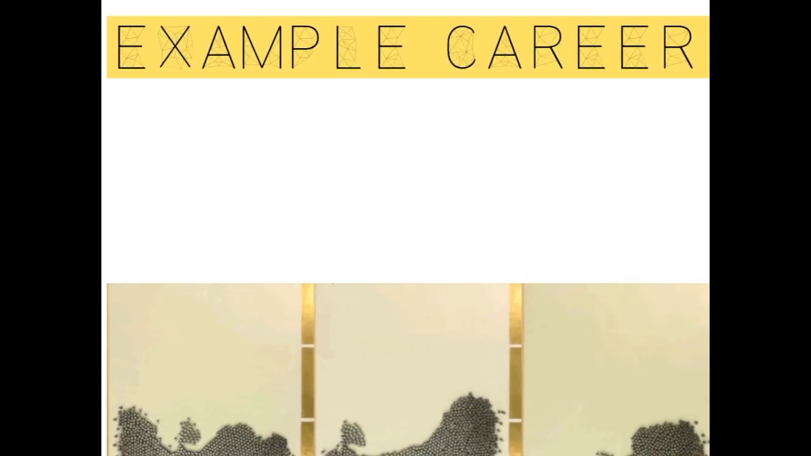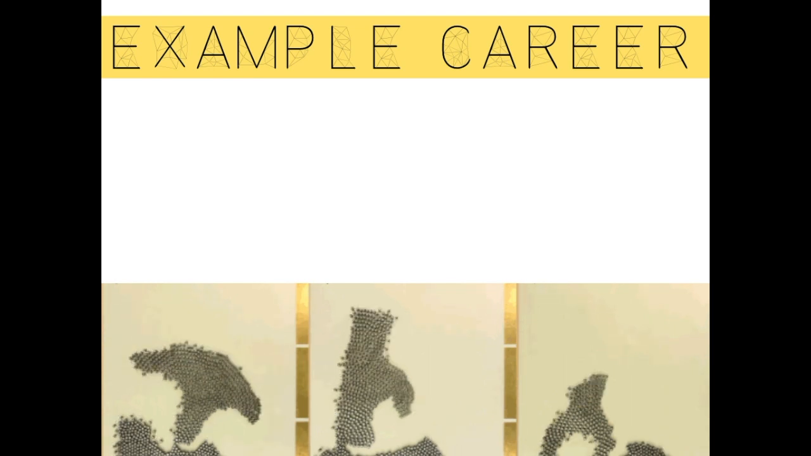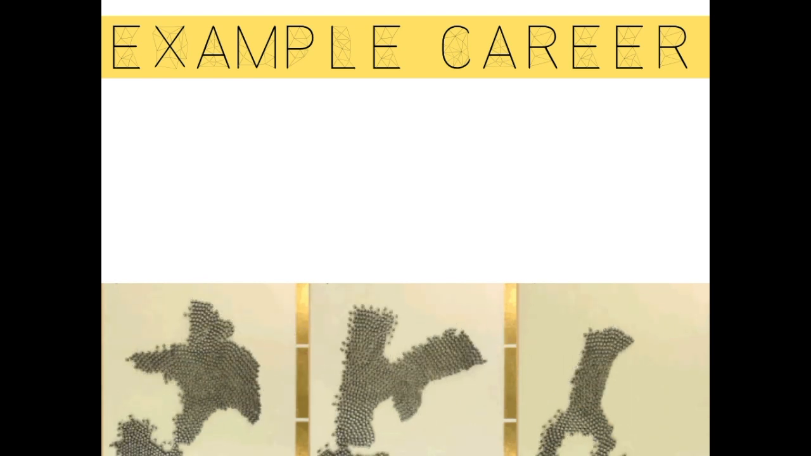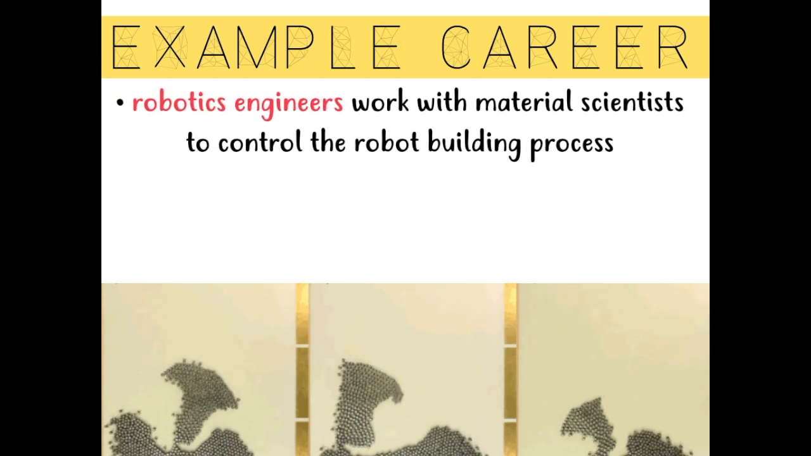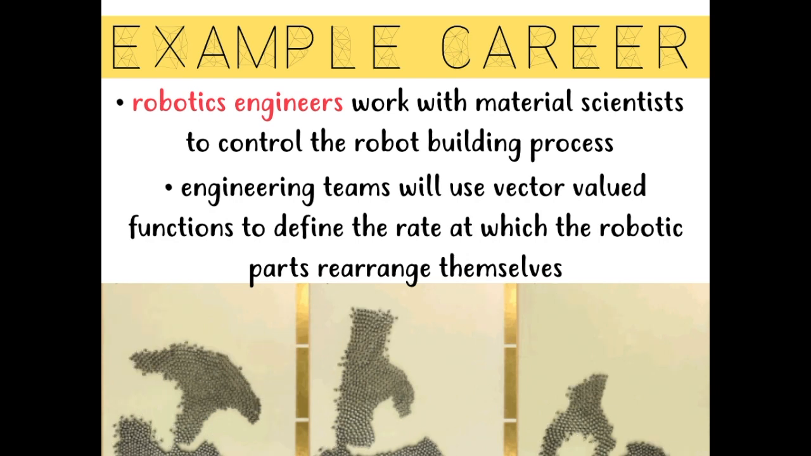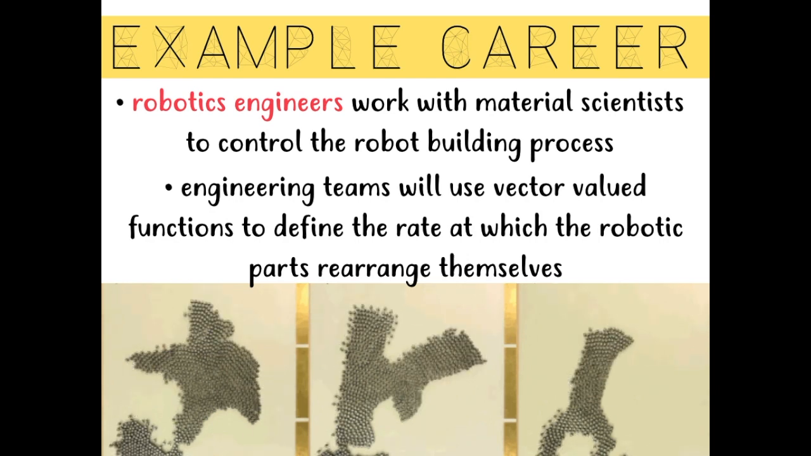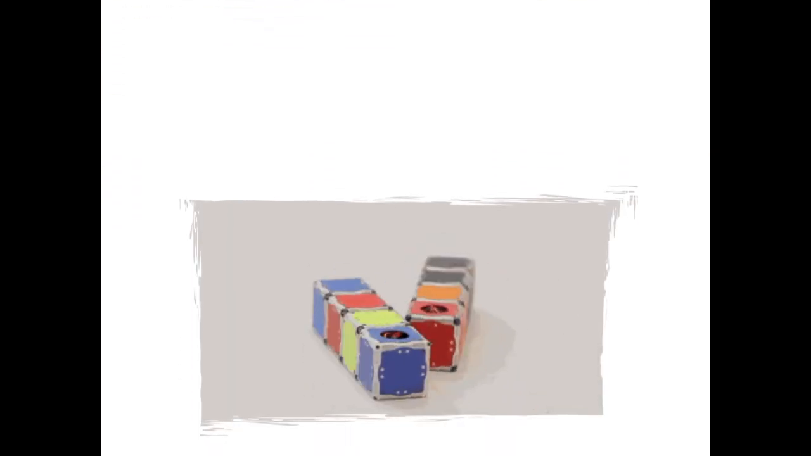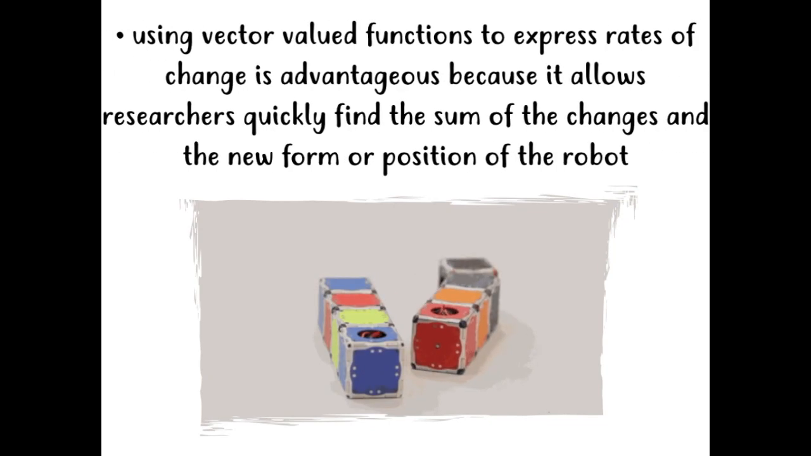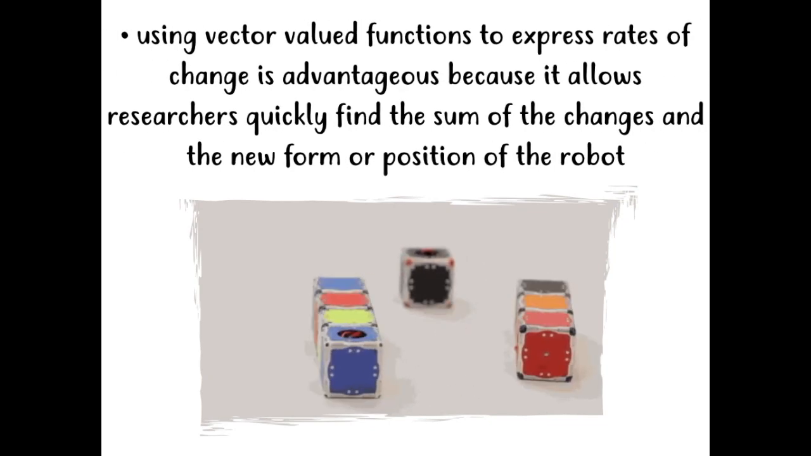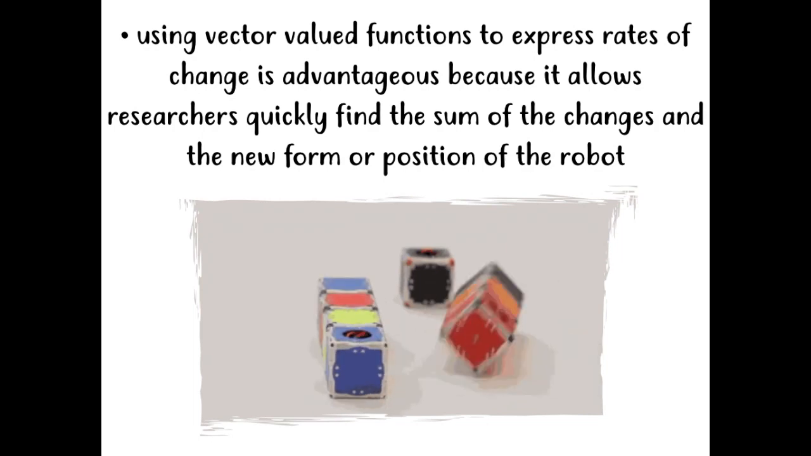A career that utilizes vector-valued functions are robotics engineers, who work with material scientists to control the robot building process. Engineering teams will use vector-valued functions to define the rate at which the robotic parts can rearrange themselves. Using vector-valued functions to express rates of change is advantageous because it allows researchers to quickly find the sum of the changes in the new form or position of the robot.